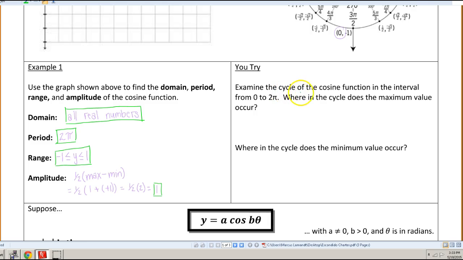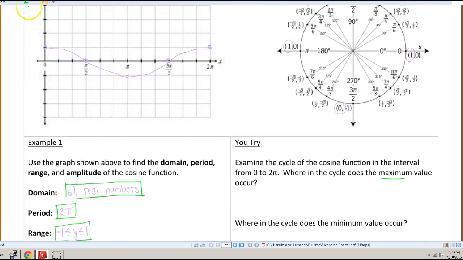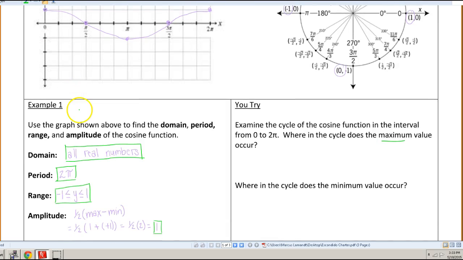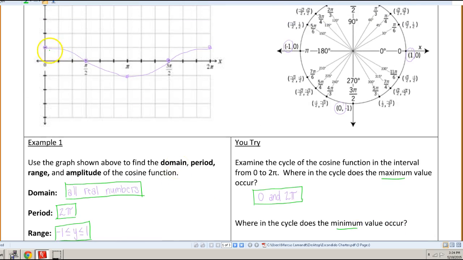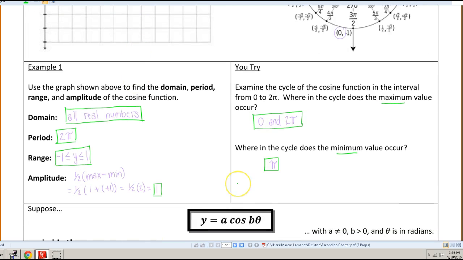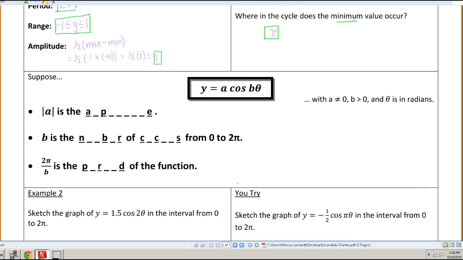Alright, examine the cycle of the cosine function in the interval from 0 to 2 pi. Where in the cycle does the maximum value occur? Now if you look over here, the maximum value occurs at 0 and then again at 2 pi. Those are the two places where the function hits its peak. Where in the cycle does the minimum value occur? If you look at the graph, the minimum value occurs right here at pi.